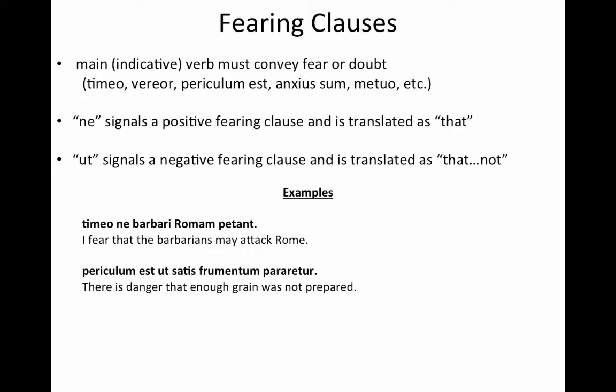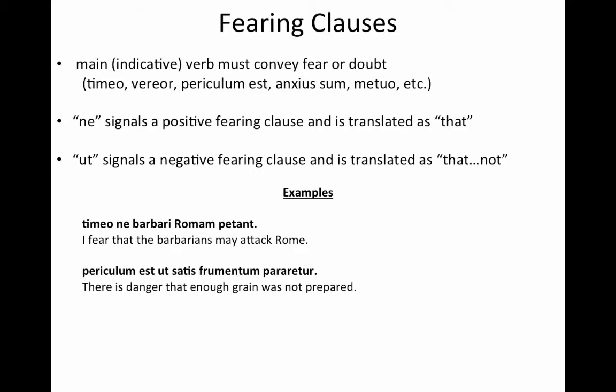But unlike those other three, fearing clauses are kind of flipped on their head because ne signals a positive fearing clause. That's right, ne signals positive, very unusual, and ut signals a negative fearing clause. So be careful here. When you see ne, it's going to be translated as "that," and it's going to be a positive fearing clause. And when you see ut, it's going to be translated as "that," and the subjunctive verb will be negative, and that is going to be a negative fearing clause. Very odd there, but remember it.